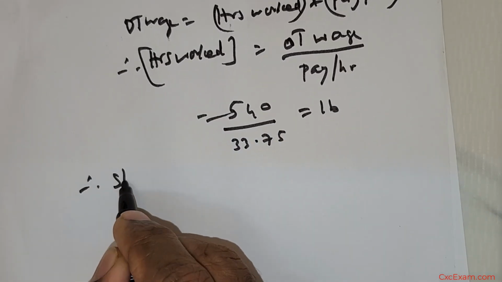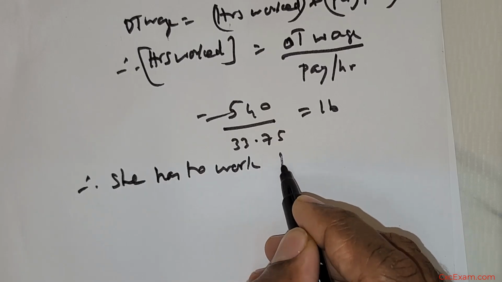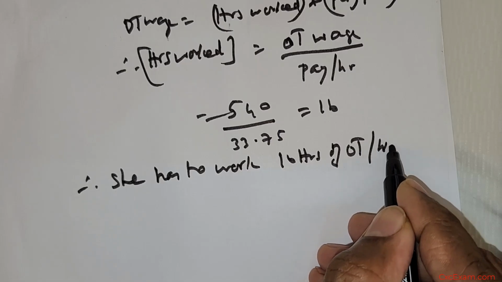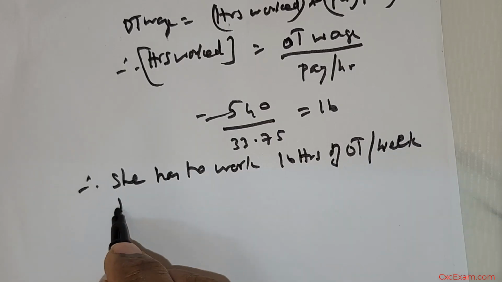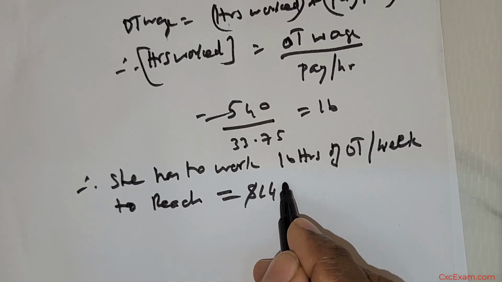So therefore she has to work 16 hours of OT per week to reach a wage of $1440.